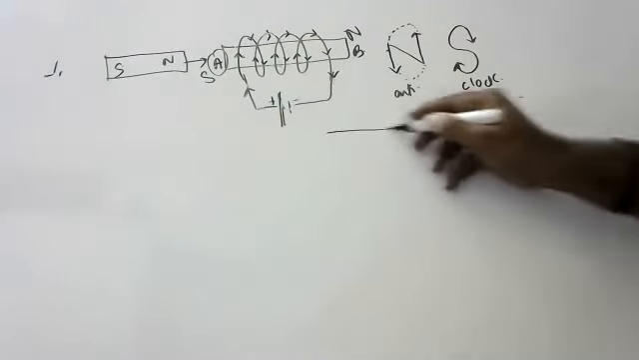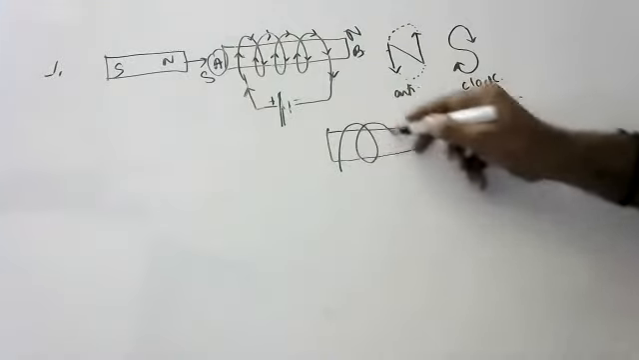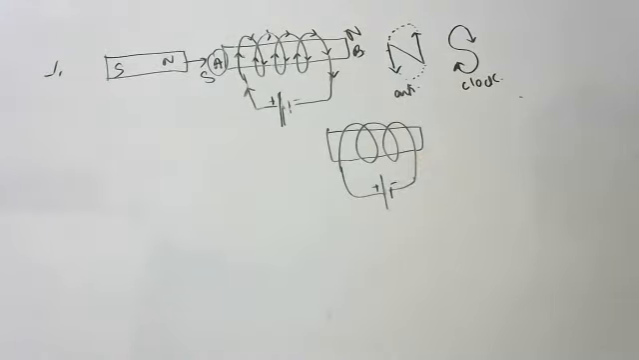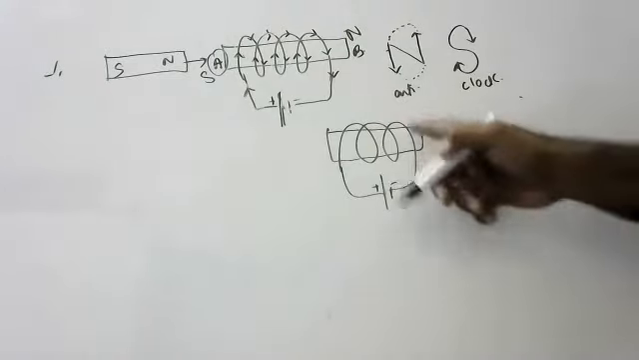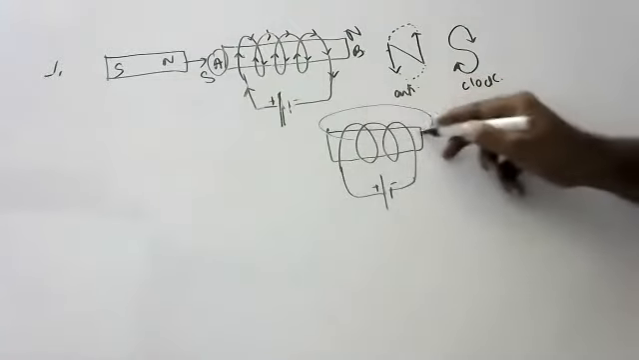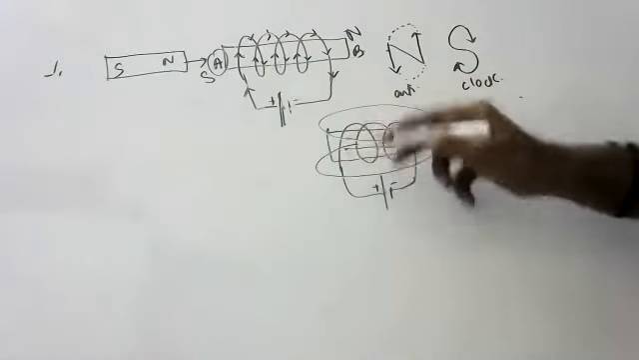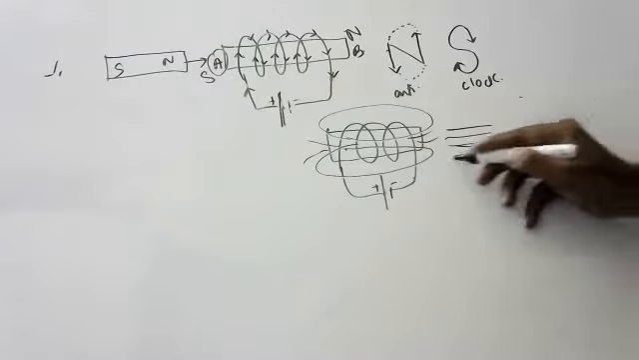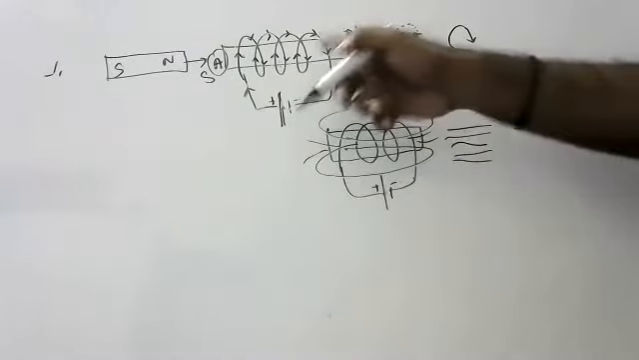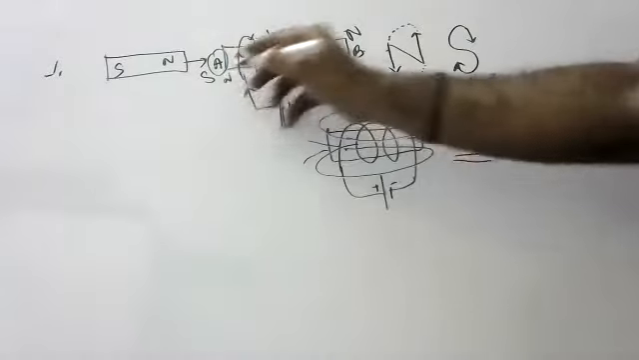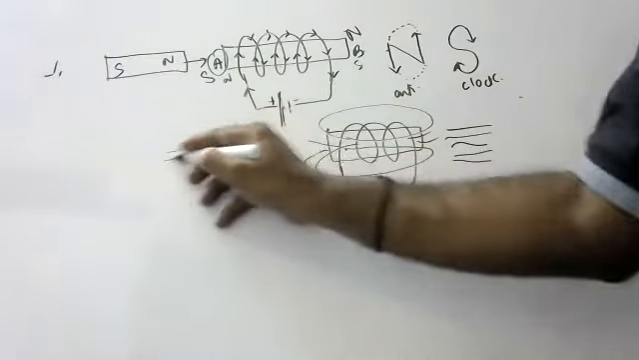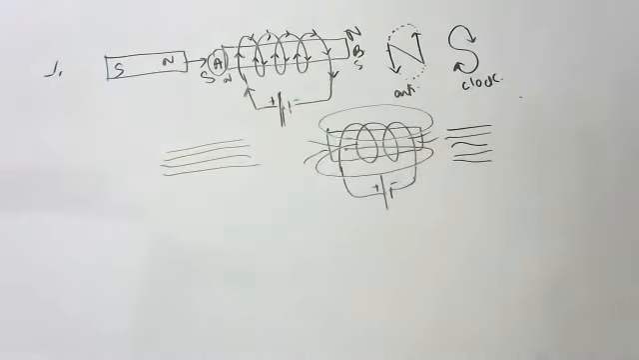Whenever current is flowing in a solenoid, remember it behaves as a bar magnet, and because it is a bar magnet, you will have lines of force. Inside the solenoid, the magnetic field is uniform. Solenoid acts as a bar magnet. It will have one north pole, one south pole, and lines of force. A uniform magnetic field is represented like this.